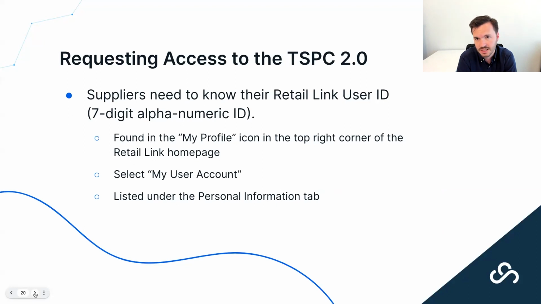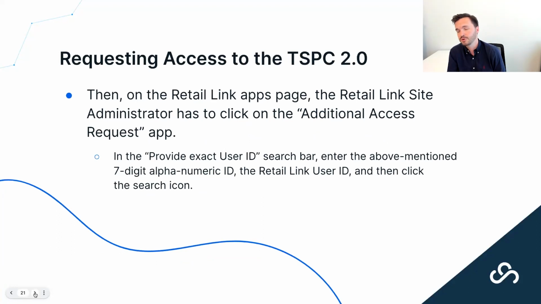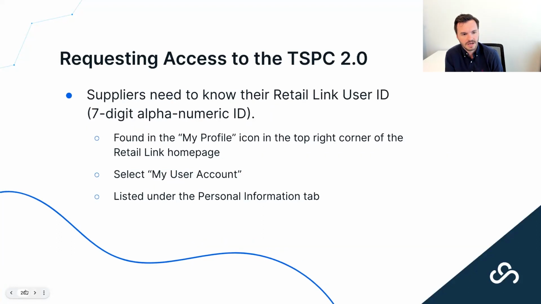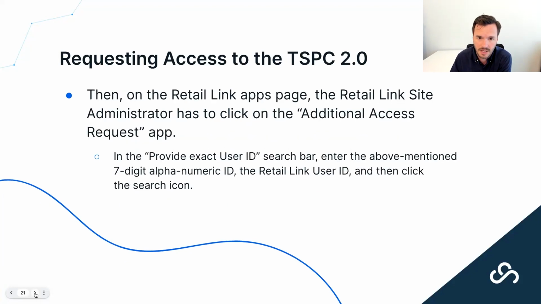But if you need access to the TSPC 2.0, you're going to have to go back to your Retail Link admin, most likely, to get access to the Retail Link user ID, which is a 7-digit alphanumeric ID number. This can be found in the My Profile icon on the top right corner of the Retail Link homepage under My User Account. So it should be under the Personal Information tab there. But if you can't find it using that method, then I would highly recommend sending this slide to your Retail Link admin to see if it shows up there.